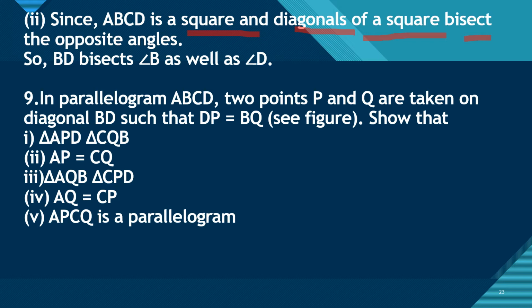So in question 9, in parallelogram ABCD, 2 points P and Q are taken on diagonal BD such that DP is equal to BQ. See figure. Show that triangle APD is congruent to triangle CQB. Second part, AP is equal to CQ. Third part, triangle AQB is congruent to triangle CPD. Fourth, AQ is equal to CP. And fifth, APCQ is a parallelogram.